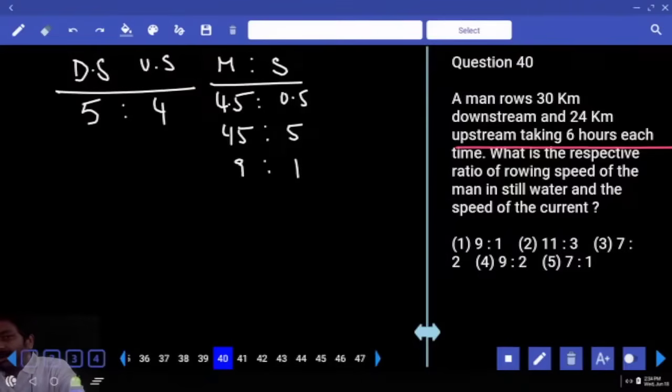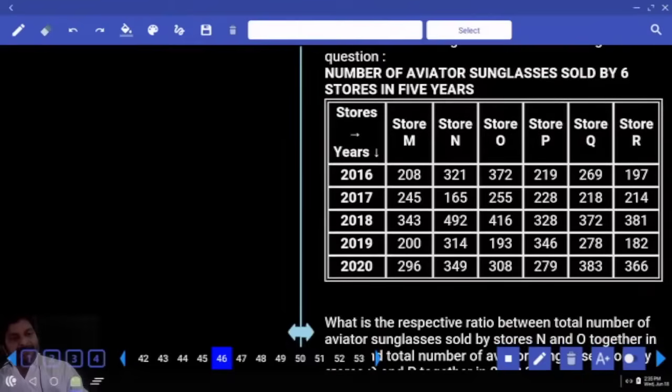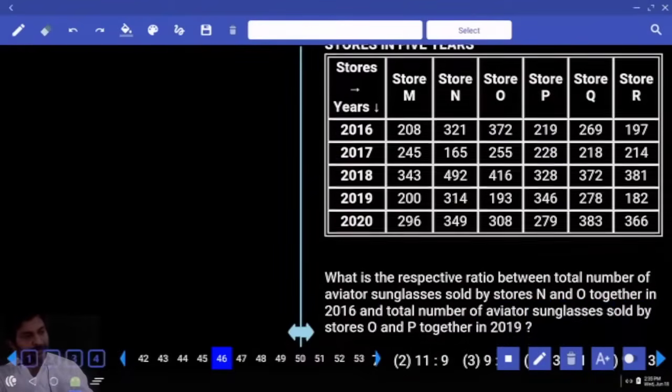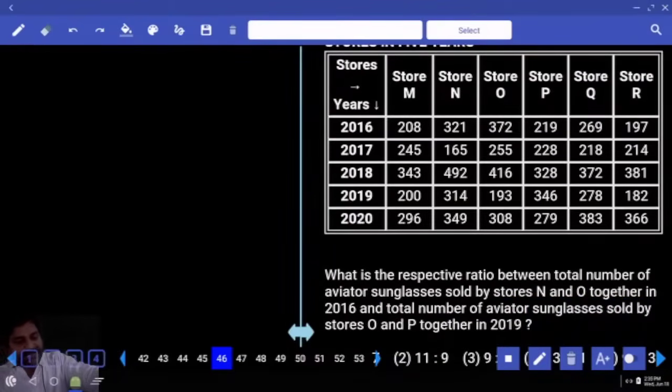How many marks do we get? 1. No. Not required. Aviator sunglasses sold by 6 stores in 5 years. What is the respective ratio between total number of aviator sunglasses sold by N, O together in 2016? N and O in 2016.